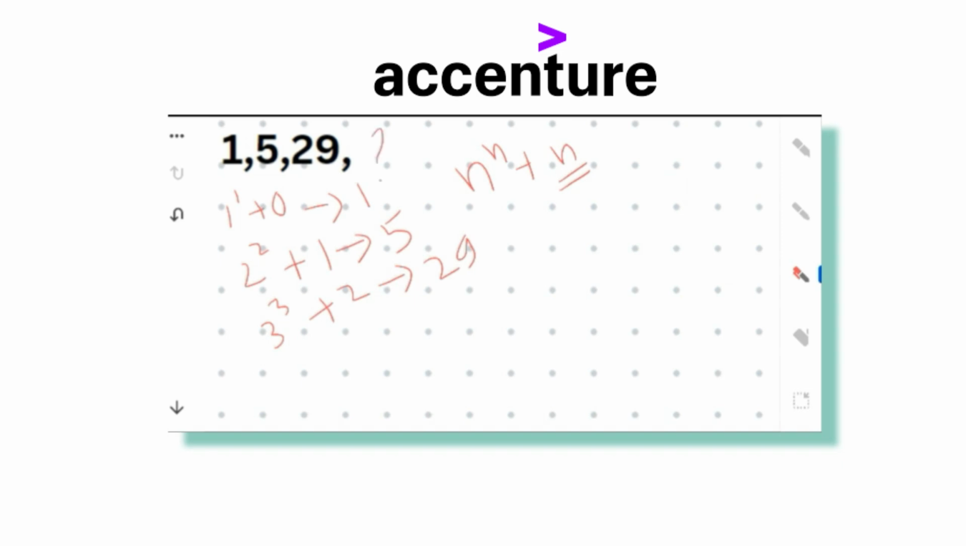So what will the question mark be? That is 4 to the power 4 plus 3. So now what will the answer be? 4 to the power 4 is 256 plus 3, that is 259. So the question mark is 259. So I hope your answer is also 259.